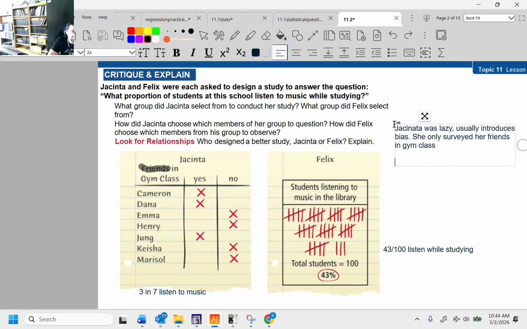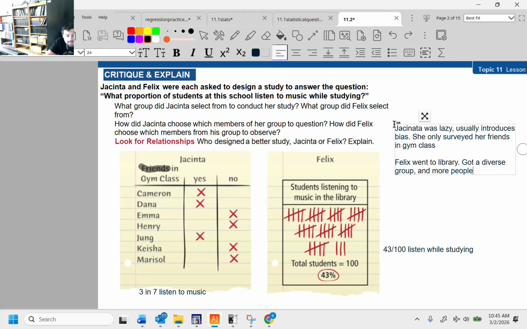Now, Felix was not as lazy. Felix went to the library. So he got a pretty diverse group and more people too. I can barely think. You'll just have to forgive me. The food poisoning's really got me messed up.